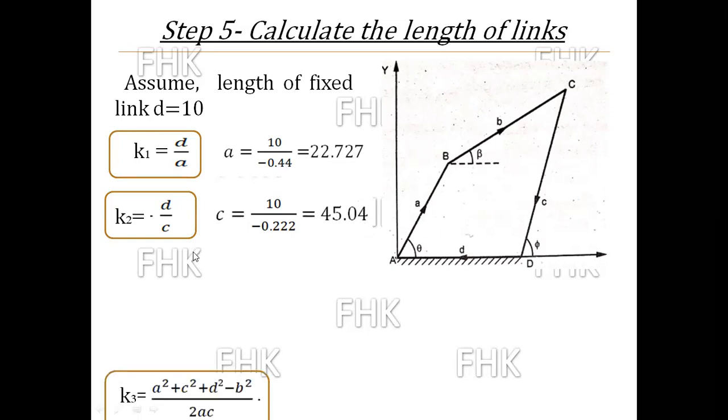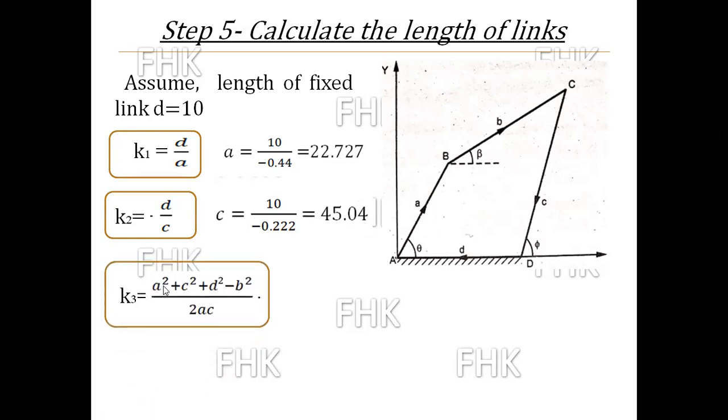So the length of the output link c I am getting here is 45.04. Now K3 is equal to a square plus c square plus d square minus b square, divided by 2a, as we derived in the previous session. Now putting the values: the length of d we know, the length of a we have found, the length of c we have already found. We only have to find the length of b.